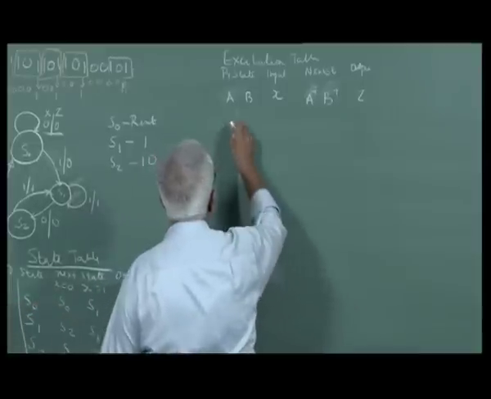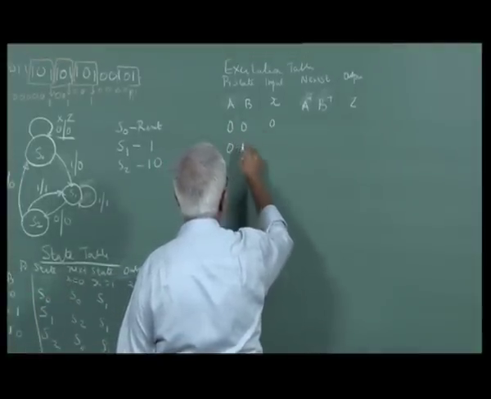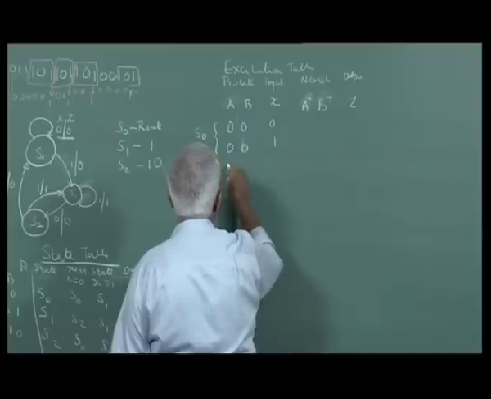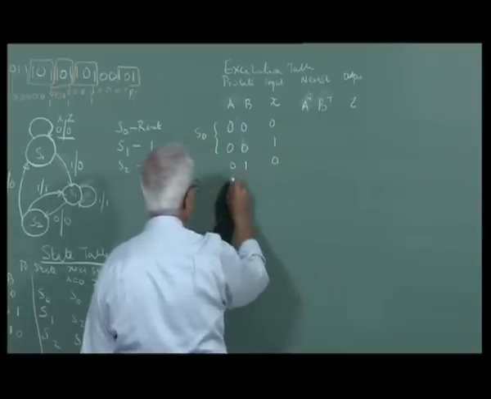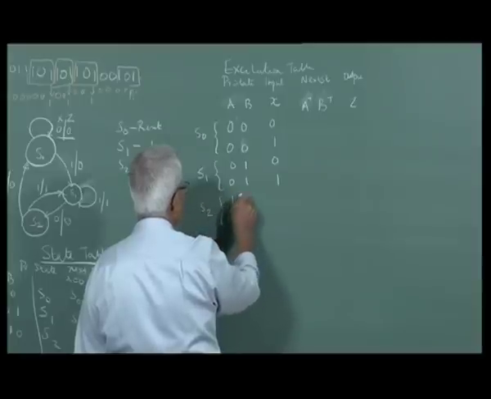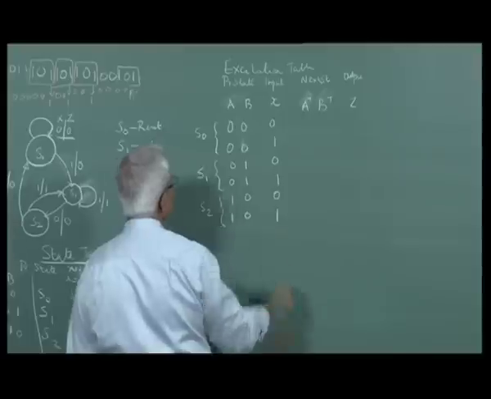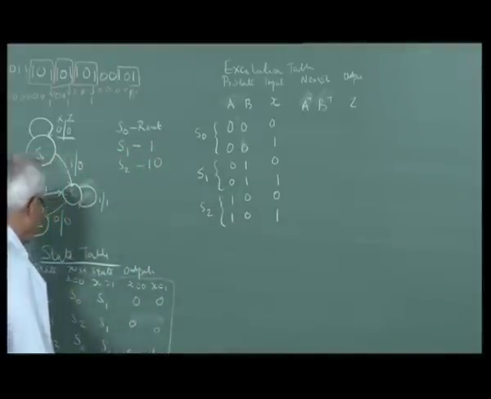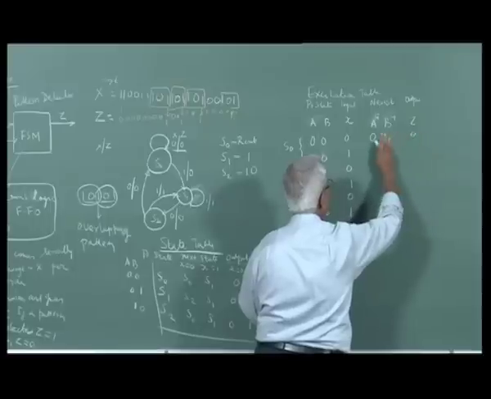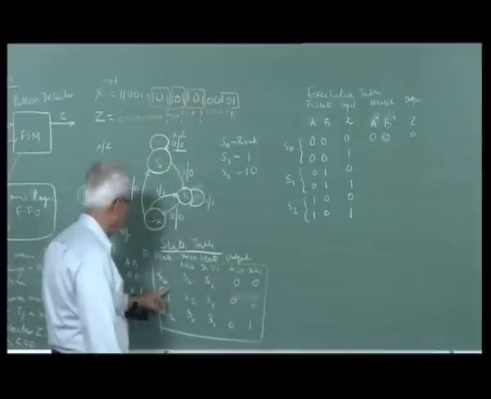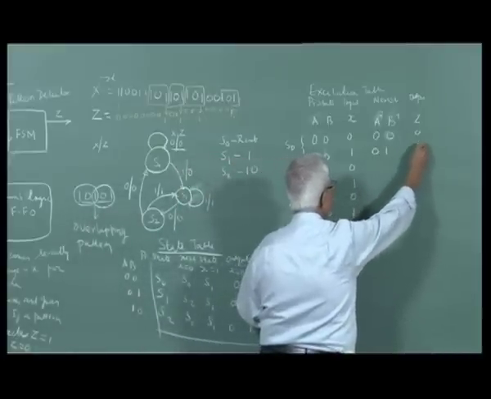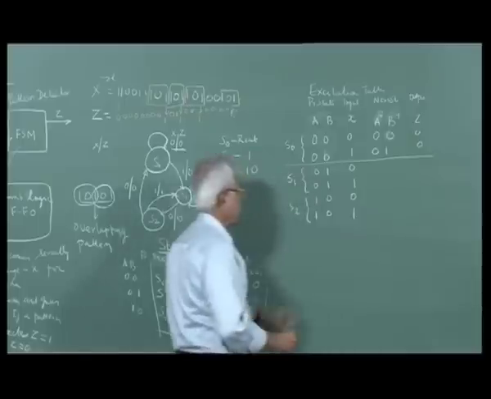Now AB is 0 0, X is 0; 0 0, X is 1. This is for S0. S1 is 0 1, input 0; 0 1, input 1. S2 is 1 0. So if the present state is S0 and X is 0, it goes again to S0 and output is 0. If the present state is S0 and X is 1, it goes to next state S1, which is 0 1. Output is 0. So we have taken care of S0 state.